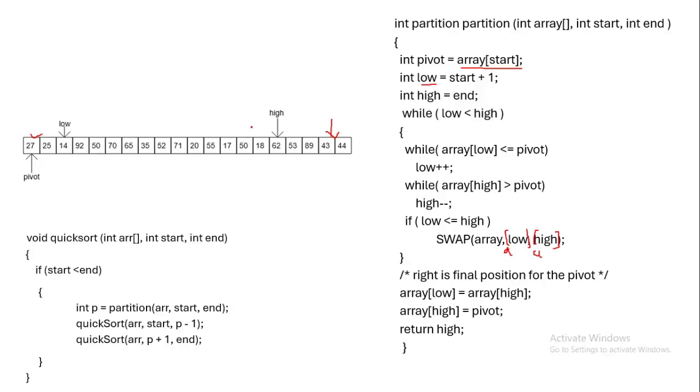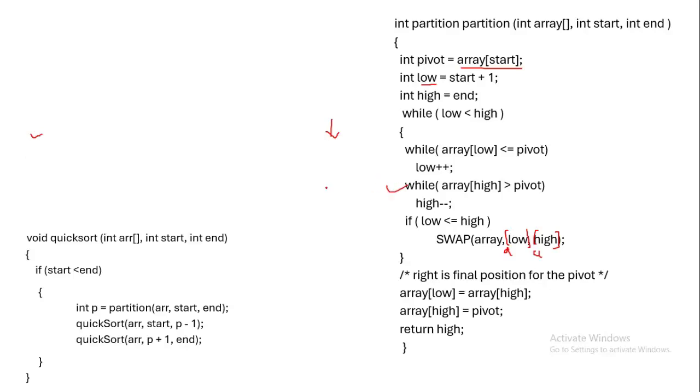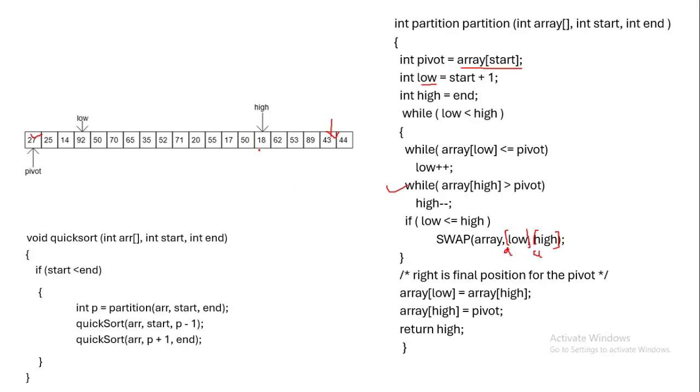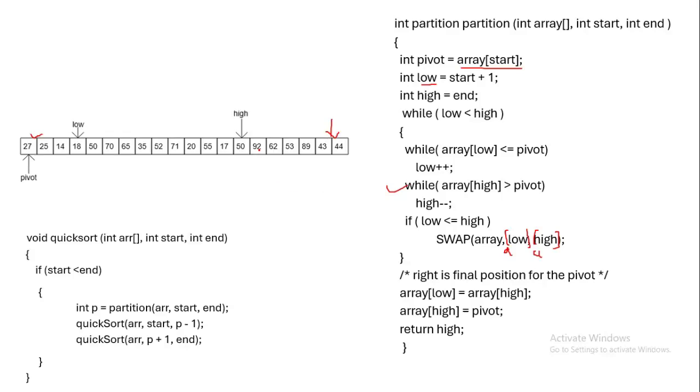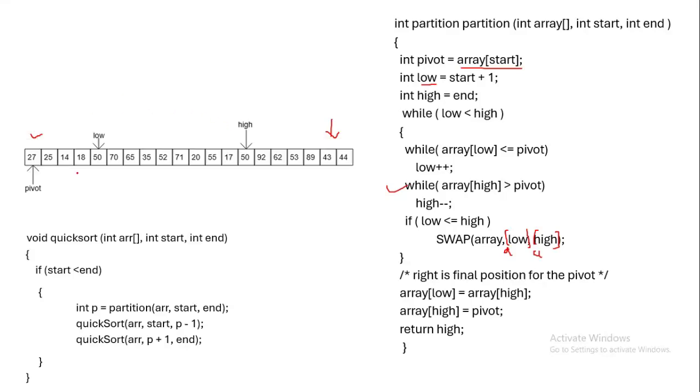So again repeat the same process. We go on incrementing low; it is pointing to 92. Now 92 is not less than 27, so we will stop incrementing low and go to the other side, the second while loop, and decrement high. As 18 is less than 27, decrement high. Now 50 is greater, so we stop, and they have not crossed each other, so we will swap these two elements, 18 with 50. After swapping, repeat the same process.